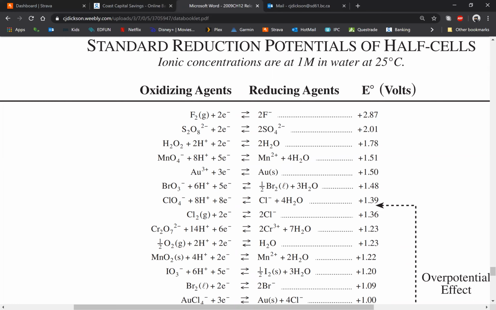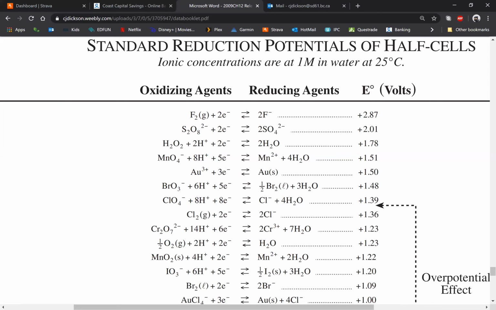Notice that everything under the oxidizing agents has different names or different symbols, but they're all plus some number of electrons. For the first one, you get fluorine plus 2 electrons, then S2O8 2- plus 2 electrons, and so on, and further down there's gold 3+ plus 3 electrons. All those chemicals under the oxidizing agent column are gaining electrons, so they're all being reduced.